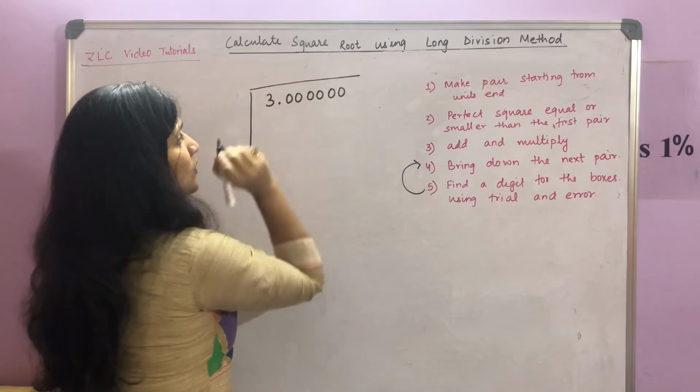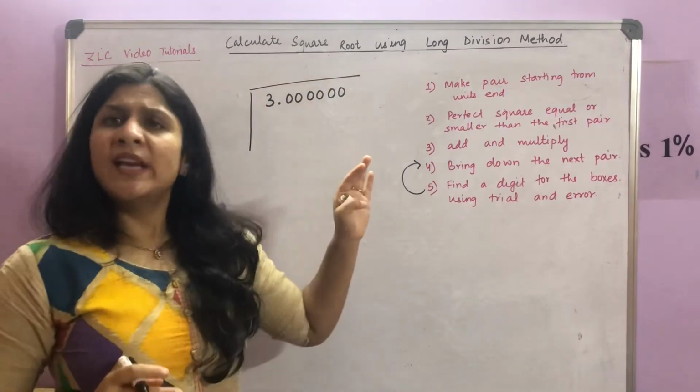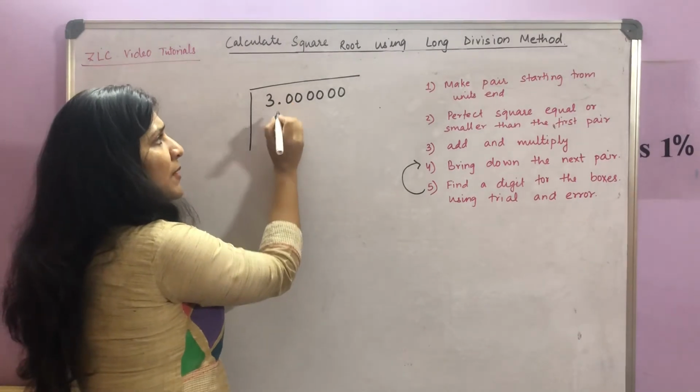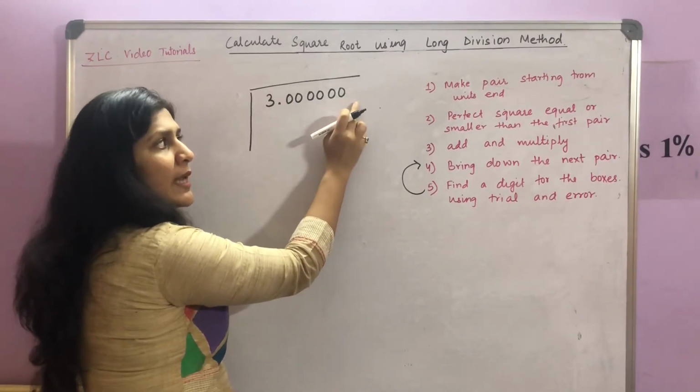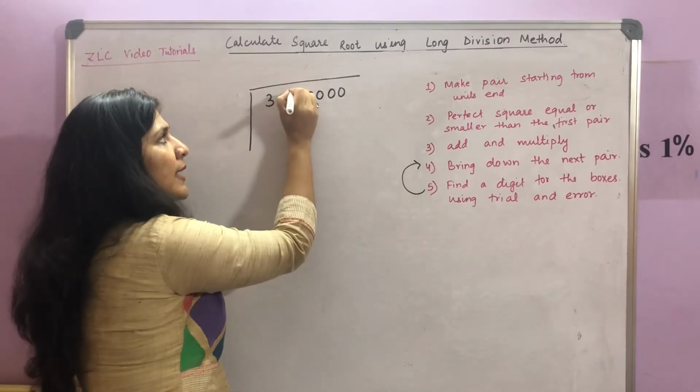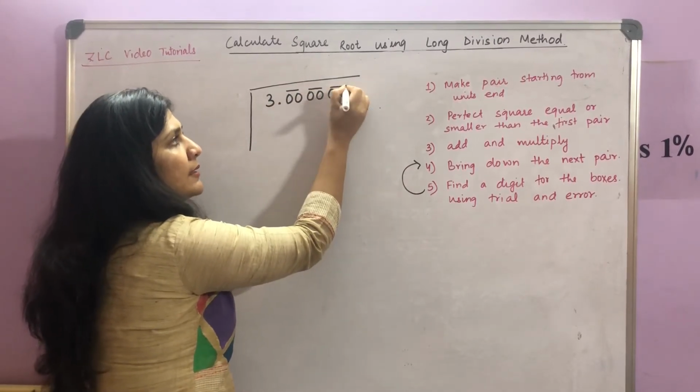So I'm going to now start making the pairs. When I'm making pairs for the decimal digits, I start from the decimal point and go to the right. I start from the decimal point and make pairs on the right. So this is a pair, this is a pair, and this is a pair.